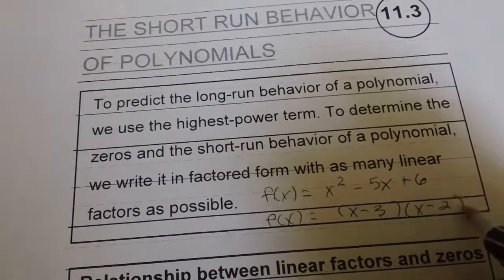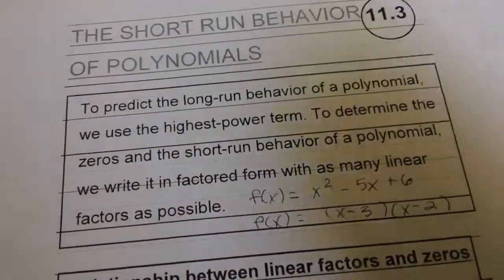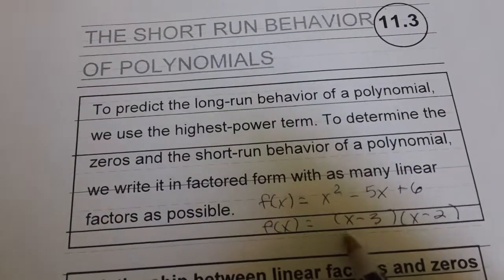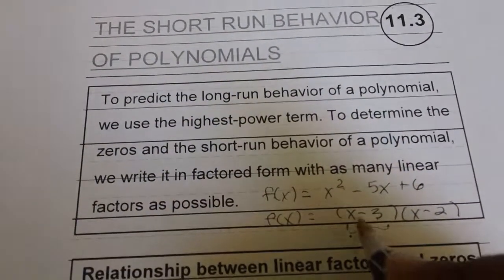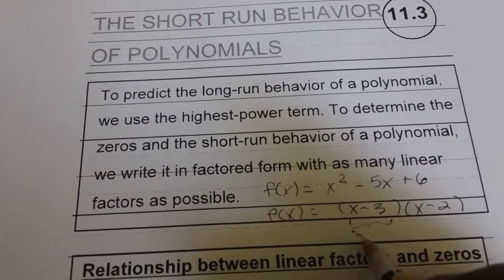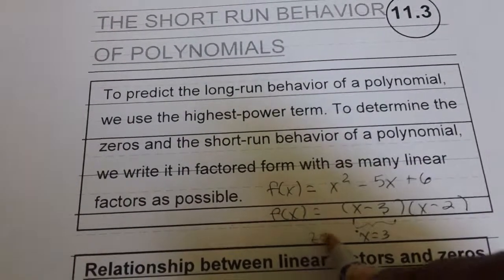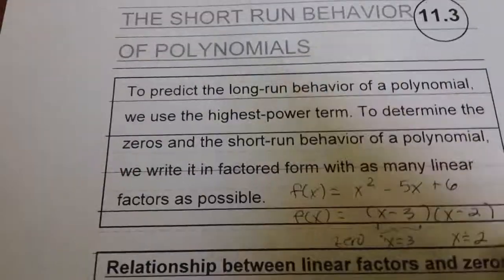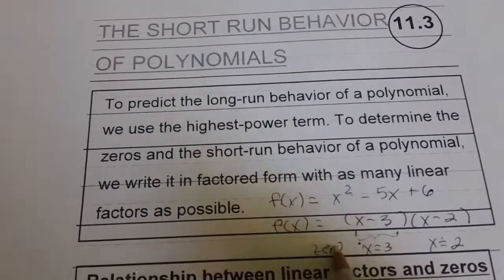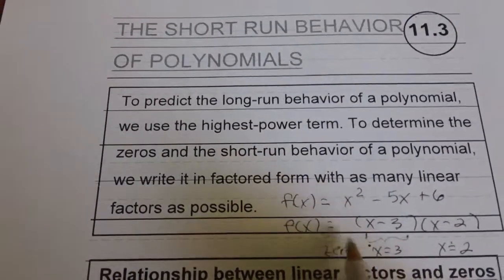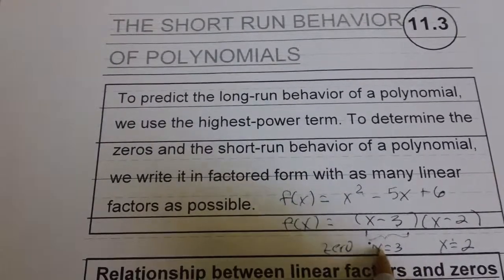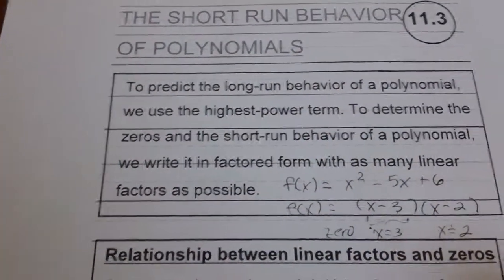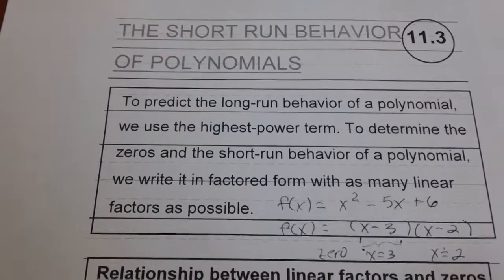And as you can see, that gives me an indication about the zeros, because this is a linear factor, and the zero of this linear factor is x equals 3. And the zero of this linear factor is x equals 2. So that tells me about the short-term behavior of this polynomial, is that it has zeros at 3 and 2, or it crosses the x-axis at 3 and 2.